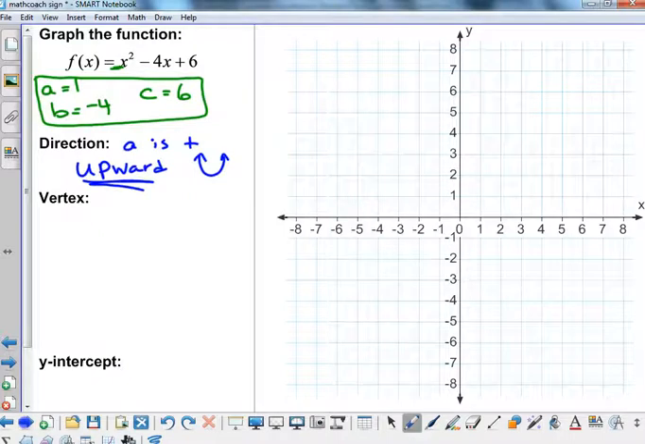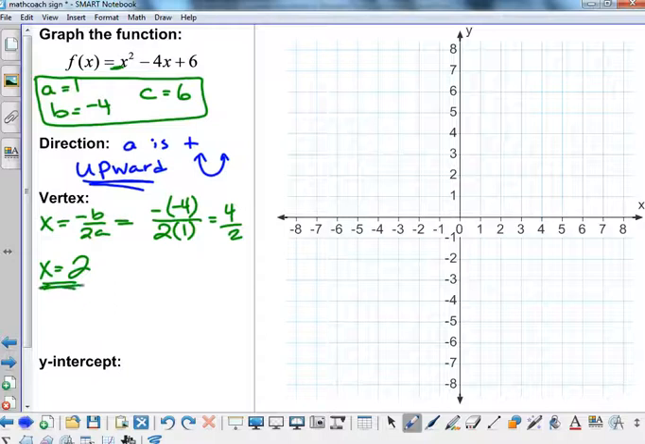Now, the next thing we're going to find is our vertex, and the vertex is quickly located again by saying the x-coordinate of that vertex is going to be equal to -b over 2a. Well, in this case, b is -4, so that is going to give us -(-4) divided by 2 times a, which is 2 times 1. Now, real quickly, that is 4, and 2 times 1 is 2, so we can say that in our vertex, x is equal to 4 over 2, which simplifies to be 2.